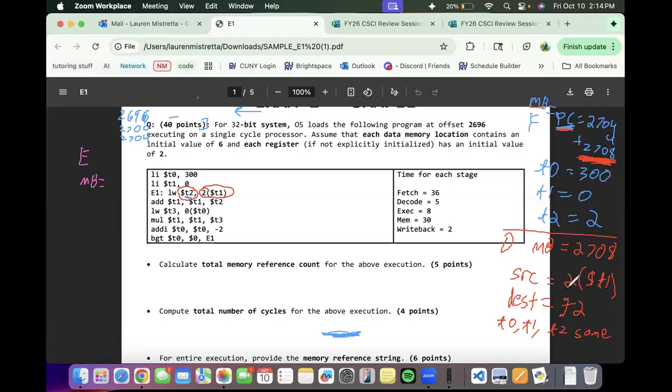Well, now I actually have to do the math. Over here, I just left it as the whole thing. Now I realize this is going to be offset of 2 of register T1. Well, what was register T1? 0, right? So this is just going to be 2 plus 0. Yeah, okay. So this is going to be our address, mem address 2. And this goes on the memory bus.